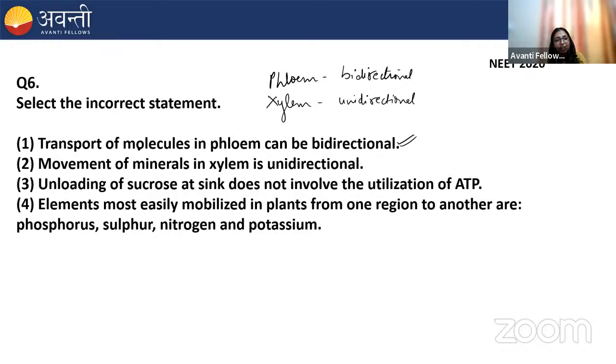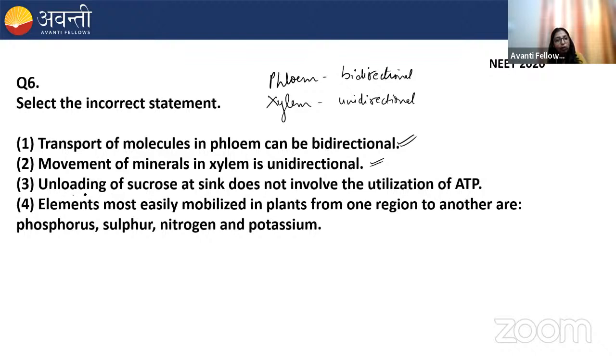Option 1 says transport of molecule in phloem can be bidirectional. Yes. Option 2 says movement of mineral in xylem is unidirectional. Yes, because the water is moving unidirectionally. So all the minerals which are moving along with the water in xylem are also moving unidirectionally.